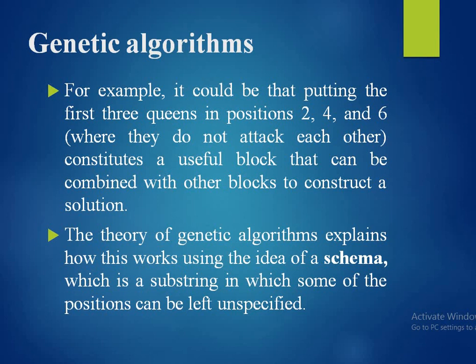For example, it could be that putting the first three queens in positions 2, 4 and 6, where they do not attack each other, constitutes a useful block that can be combined with other blocks to construct a solution. The theory of genetic algorithms explains how this works using the idea of a schema, which is a substring in which some of the positions can be left unspecified.